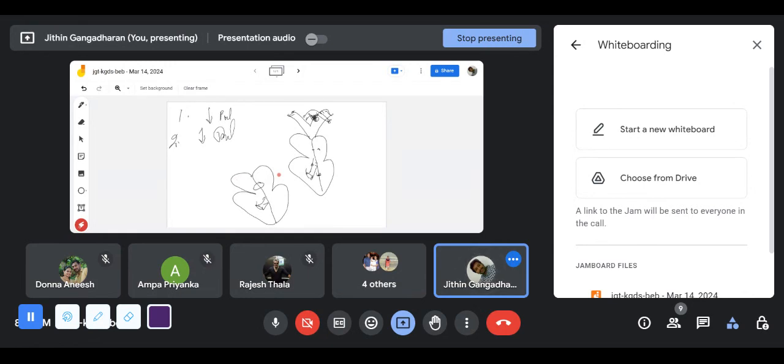Simple. So the increase in the pulmonary blood flow is due to shunting from left to right. The decrease in the blood flow to the pulmonary area is due to right to left shunting. Is that again clear? Yes, sir.